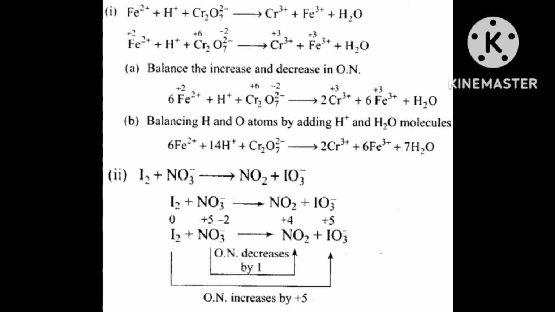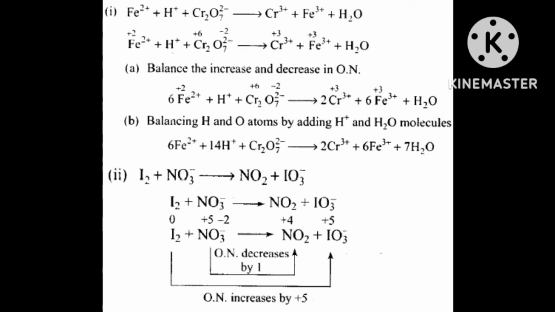This is the fourth step: if the reaction is going on in neutral H2O, or in acidic medium, or in basic medium, then for the acidic medium you have to introduce H+ ions, and for the basic medium OH- ions, on the appropriate side, means reactant side or product side.